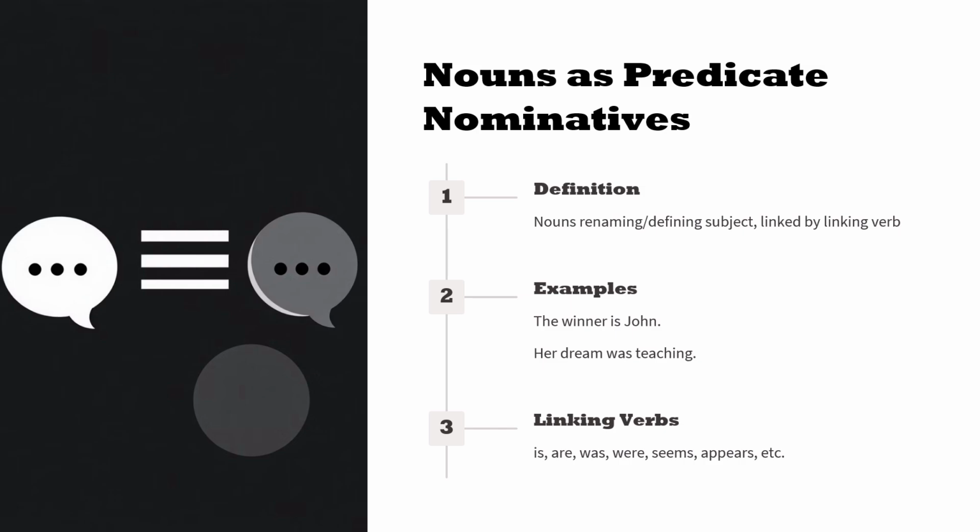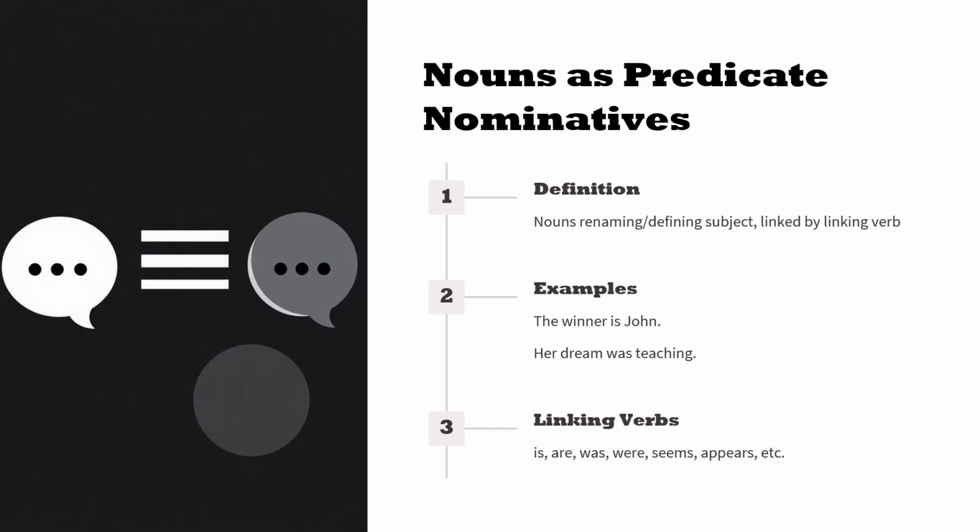So let's look at a couple of examples to tie this in. In this sentence, the winner is John. Here, John is the predicate nominative. It renames the subject, the winner, and is connected to it by a linking verb, which is the word is. In another sentence, her dream was to become a teacher. In this sentence, to become a teacher acts as the predicate nominative, providing more information about the subject, her dream, through the linking verb was. Predicate nominatives can also include noun phrases, adding even more depth to the sentence.